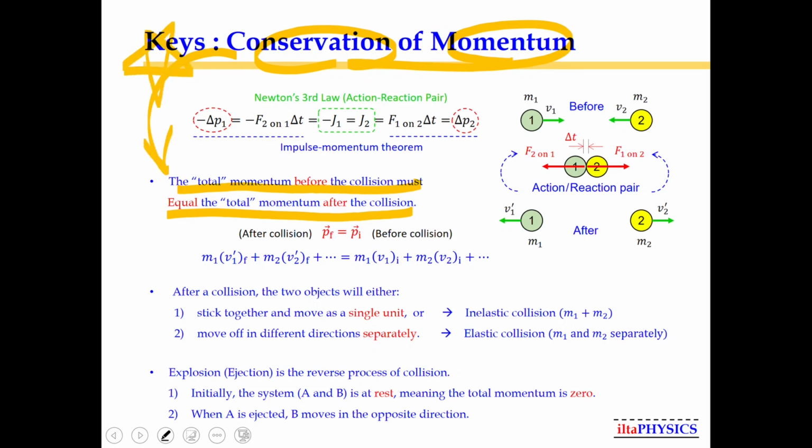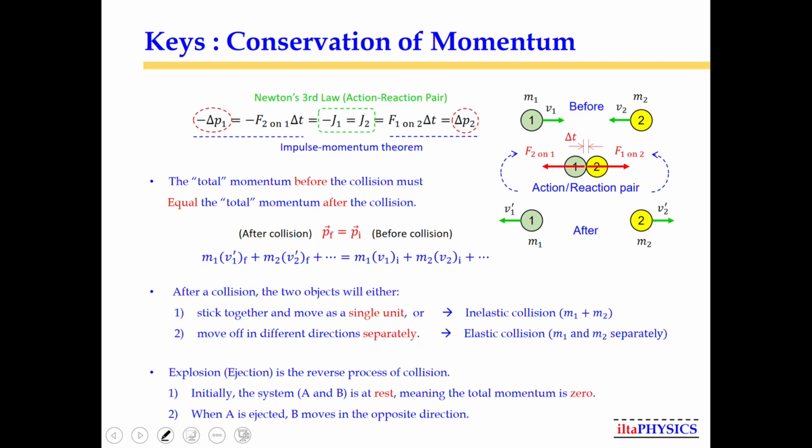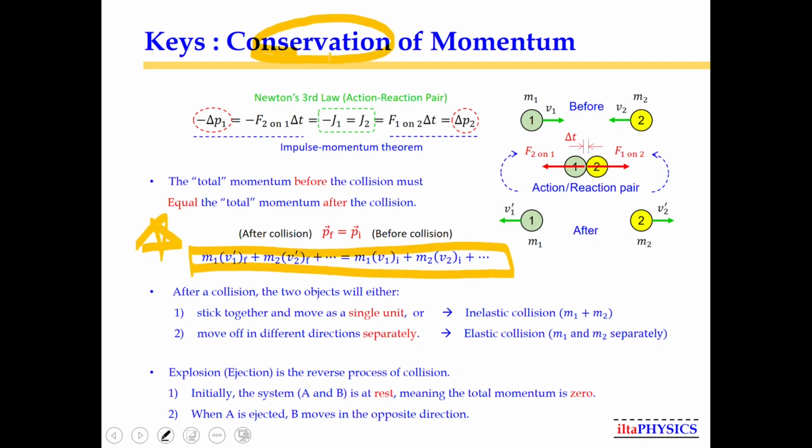Mathematically, we can say the total initial momentum before the collision is equal to the total final momentum after the collision. In actual problems, since momentum is the product of mass and velocity, the expanded equation looks like this. The sum of mass times velocity for all objects before the collision equals the sum of mass times velocity after the collision. Please note that we usually use the prime symbol to denote velocities after the collision. This formula will be applied to every single problem we solve today regarding the conservation of momentum.